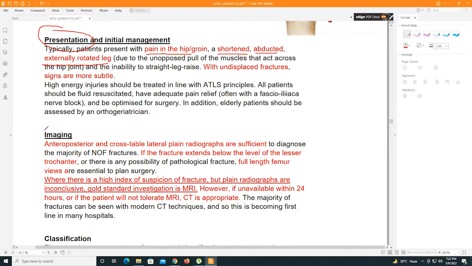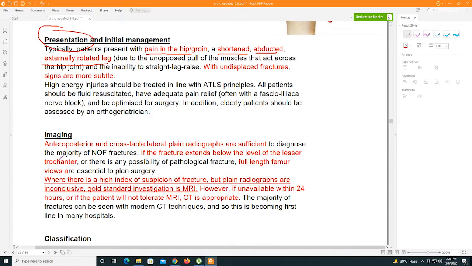What do you have to do to diagnose the hip fracture? We do an X-ray. In some clinical cases, we do an X-ray of the pelvis to get a view of both hip joints, but the standard is to perform a hip X-ray. Now there's a problem with the hip X-ray. Sometimes, if the fracture is very minimal or not displaced, the X-ray cannot diagnose the fracture.